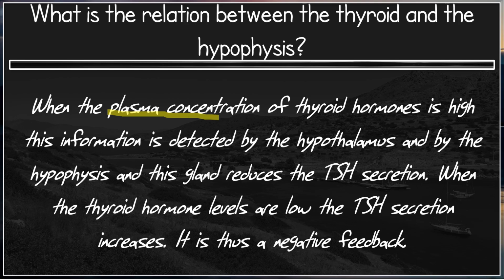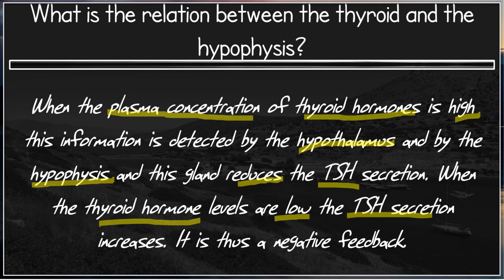When the plasma concentration of thyroid hormone is high, this information is detected by the hypothalamus and by the hypophysis, and this gland reduces the TSH secretion. When the thyroid hormone levels are low, the TSH secretion increases. It is thus a negative feedback.